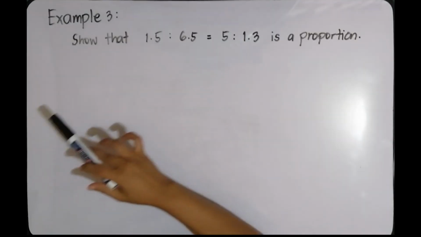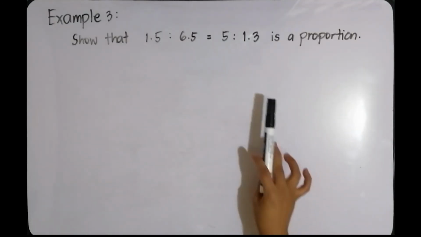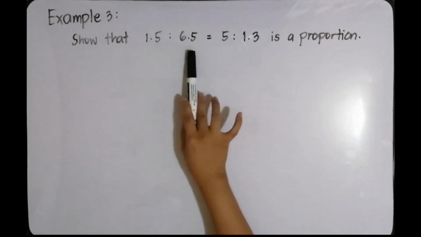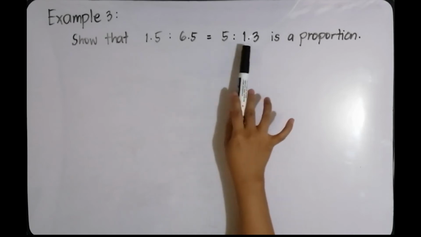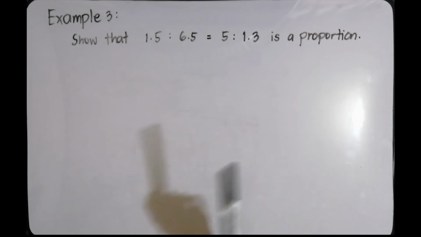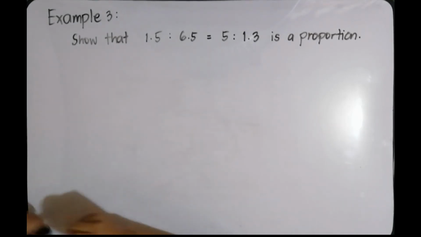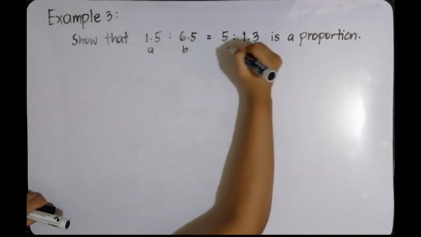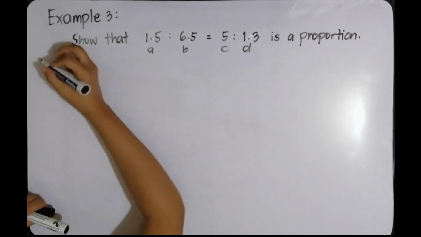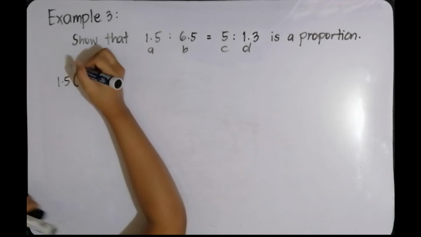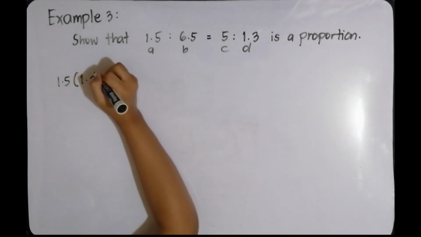So let's have another example in proving a proportion. Show that 1.5 is to 6.5 is equal to 5 is to 1.3 is a proportion. So again, we need to use the fundamental property of proportion. So we have here A is to B and then C is to D. So our A multiplied by D, we have 1.5 multiplied by 1.3.